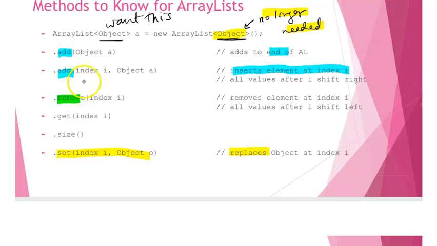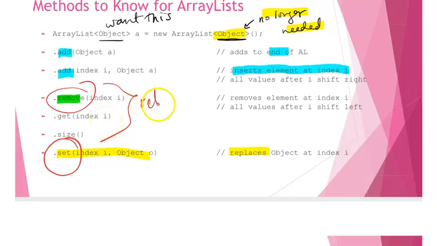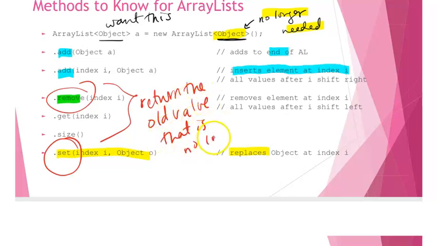Now, one thing that I do want to mention is that both remove and set, these two methods return the old value that is no longer there. So when you remove an element, remove returns the value that you removed. And when you say dot set, it is going to go ahead and replace something, and it will return the value that you have in fact replaced.